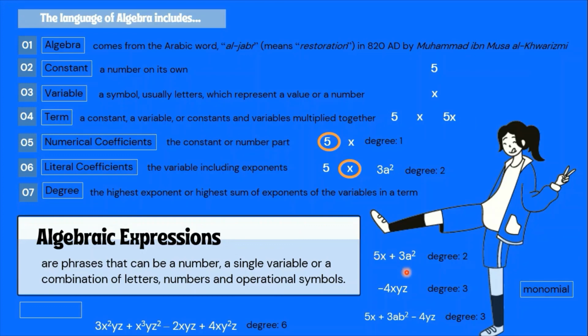Kapag dalawang terms naman, this is what we call binomial. Bi means 2. Mono means 1. So binomial kasi dalawa yung terms. Kapag tatlo naman yung terms, we call it as trinomial. Tri means 3. 1, 2, 3 terms. In such cases wherein more than 3 yung ating terms, we call it as multinomial. Multinomial is an expression with more than 3 terms.